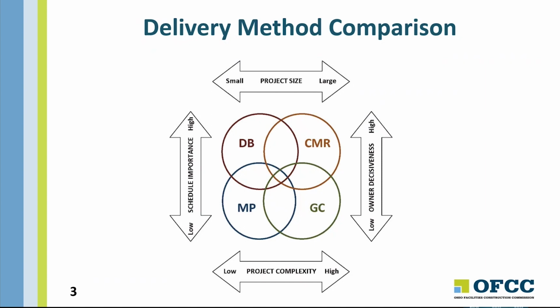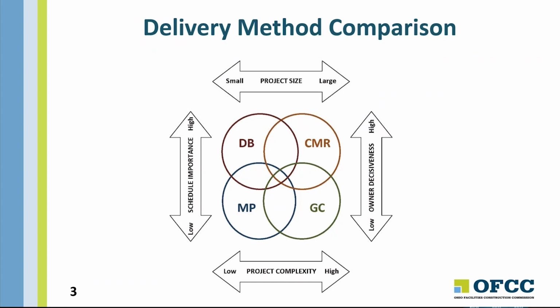The diagram shown here illustrates the delivery methods in comparison to 4 broad project characteristics. At the center, each delivery method is represented by a circle, and its location to the other methods attempts to illustrate where that project delivery method fits in comparison to the project characteristics shown within each arrow. The project characteristics used for comparison purposes are project size, project complexity, schedule importance, and owner decisiveness. Each of these characteristics range from small to large or low to high.